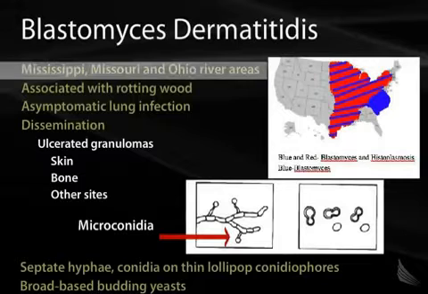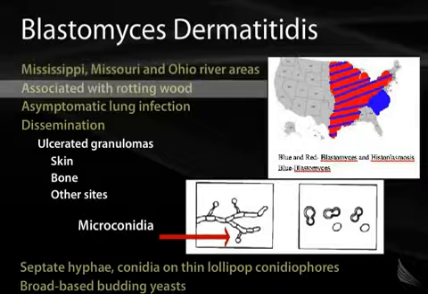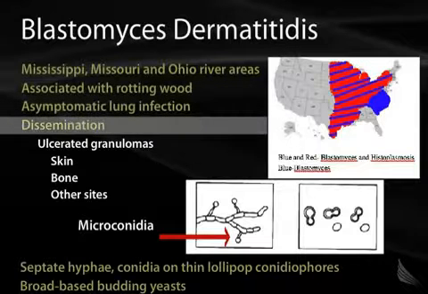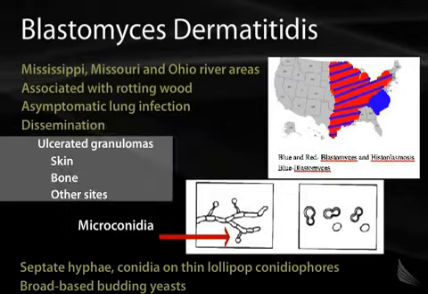Blastomyces dermatitidis also has a predilection for the Mississippi, Missouri, and Ohio River valleys. It's associated with rotting wood and can also cause an asymptomatic lung infection. Then you get dissemination and you get ulcerated granulomas in the skin, bone, and other sites. This map up here shows the blasto belt and also the histo belt.